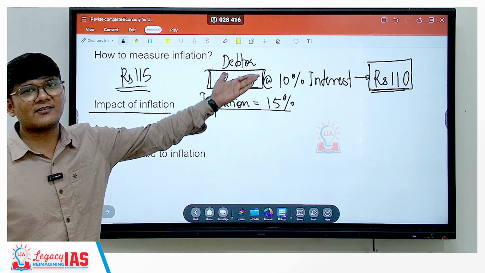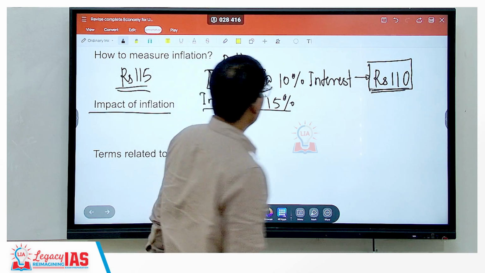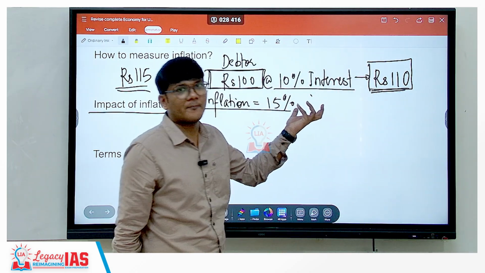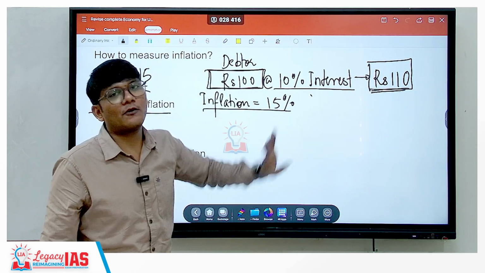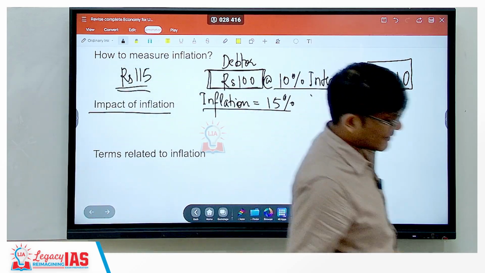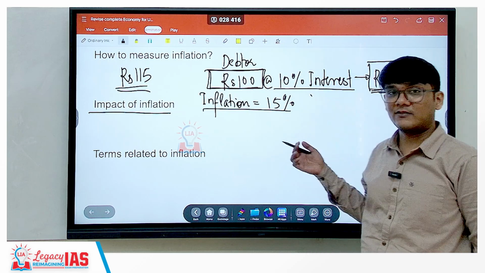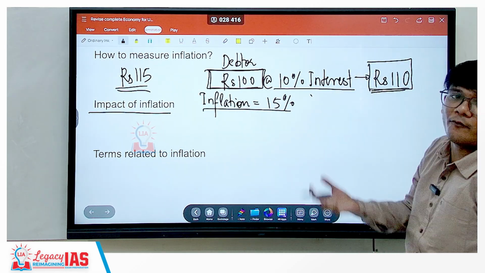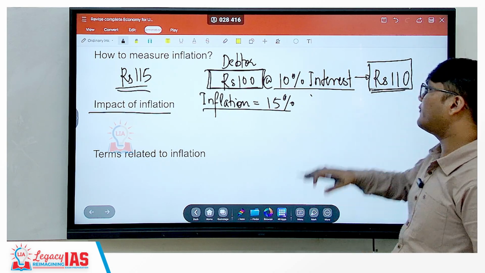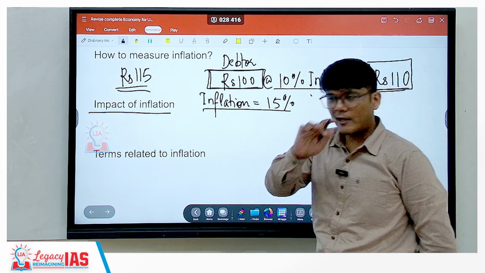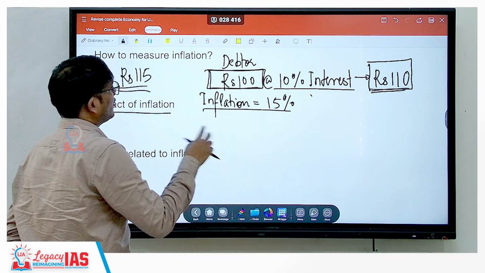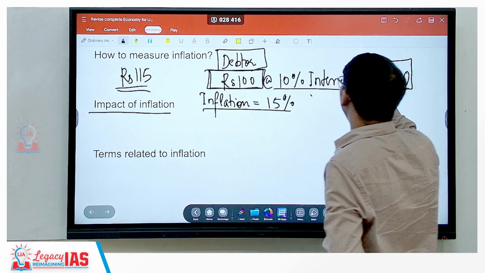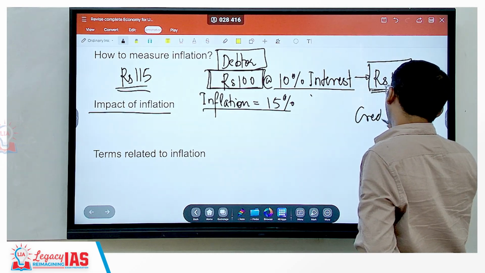Since the inflation is high, and the debtor is giving the loan back at just 10% interest rate, the debtor has a benefit of 5% or 5 rupees, whereas the creditor has a loss of 5 rupees. And since the creditor had given the money for some time, the creditor should have earned some profit. So no profit is earned, and on top of that, there is a loss also. I hope that's clear. Now the same situation reversed. Here we can clearly see the debtor is benefiting and the creditor is at a loss.